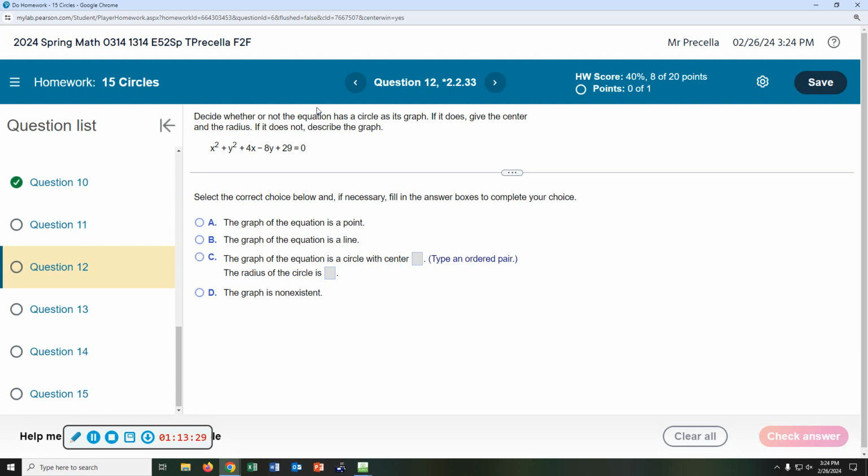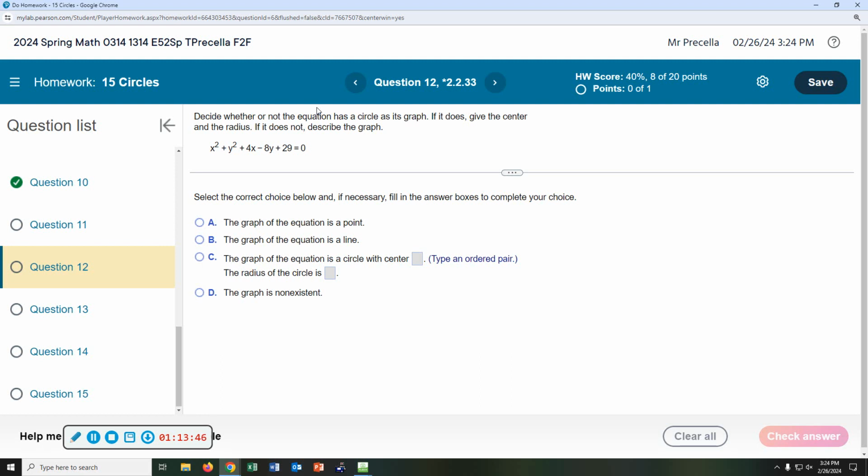But here we go. Now to answer what sort of circle it's going to be, we're going to have to write this thing in center radius form. This is number 12. So x squared plus y squared plus 4x minus 8y.